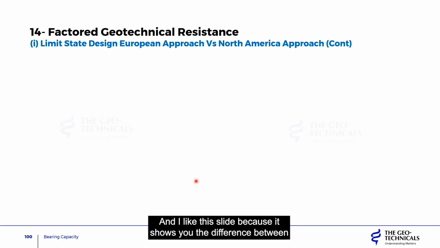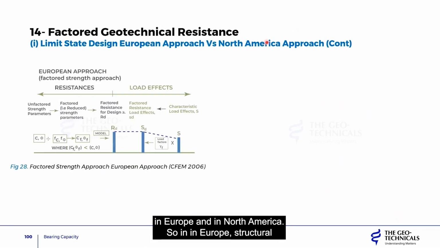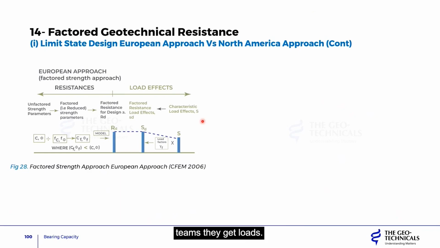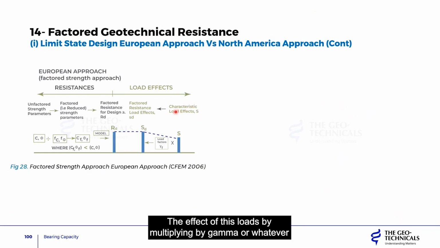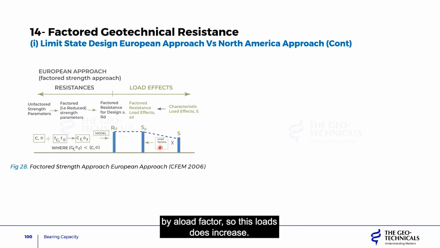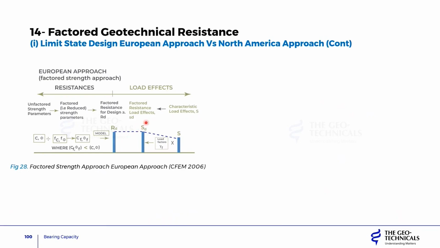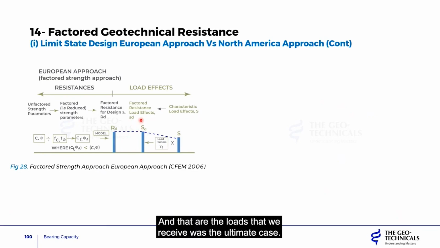And I like this slide because it shows you the difference between the limit state or the LRFD, load resistance factor design, in Europe and in North America. So in Europe, structural teams get loads. They factor these loads by multiplying by gamma or a load factor. So these loads increase, and those are the loads that we receive for the ultimate case. They call it the factored strength approach.